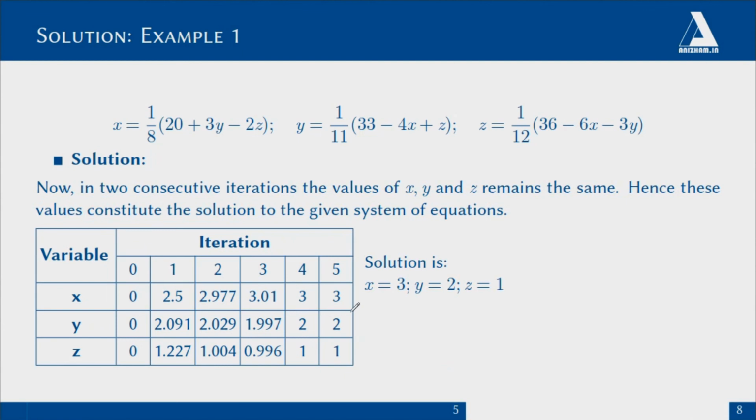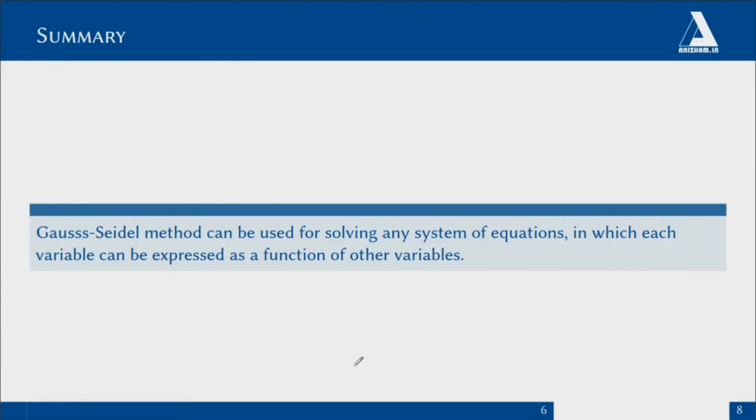And in some cases the values of the variables won't converge to such integer values. In that case we have to end the iteration once the repetition is to the desired accuracy. And to summarize, the Gauss Seidel method can be used for solving any system of equations in which each variable can be expressed as a function of other variables.